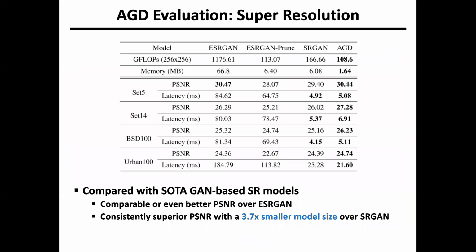And here's the quantitative result compared with SOTA GAN-based super resolution models. We can observe that first, AGD achieves comparable or even better PSNR over the original ESRGAN. Second, AGD achieves consistently superior PSNR with a 3.7 times smaller model size over SRGAN, which is a high performance yet light super resolution model.